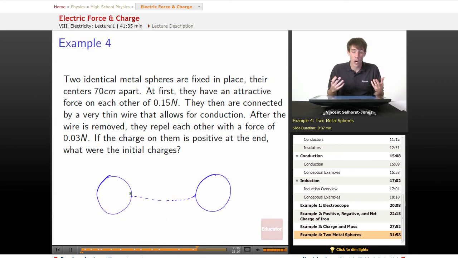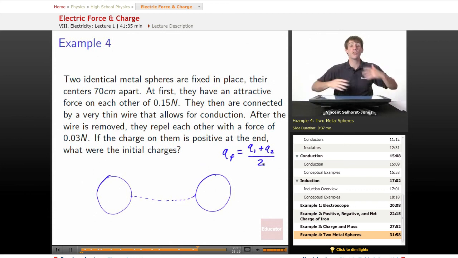So the final charge on each of them, Q final, QF, is going to be whatever was on Q1 plus whatever was on Q2, divided by 2. It's just going to be the average of those two charges because it's going to be evenly spread out. They're both going to have to get the average, otherwise we're not going to have even spreading. Notice that this means we're going to have a pretty small amount of charge in the end, because one of those was negative. So the total net charge is going to have to be less than what we had as the net charge on each of them originally.